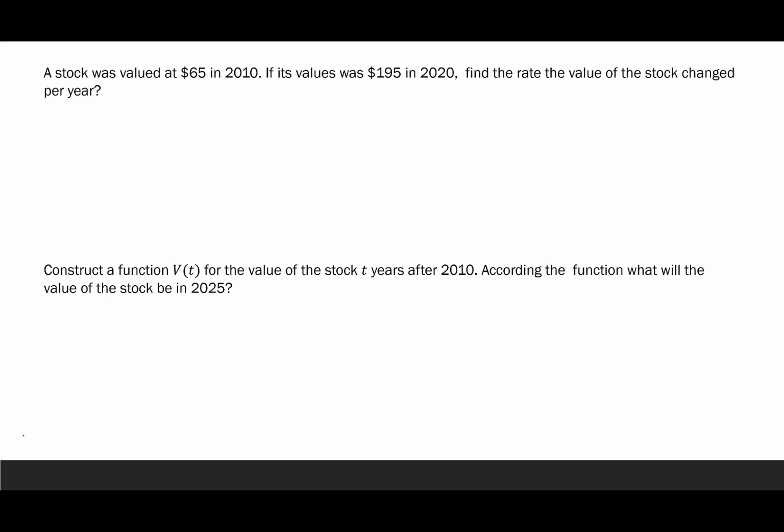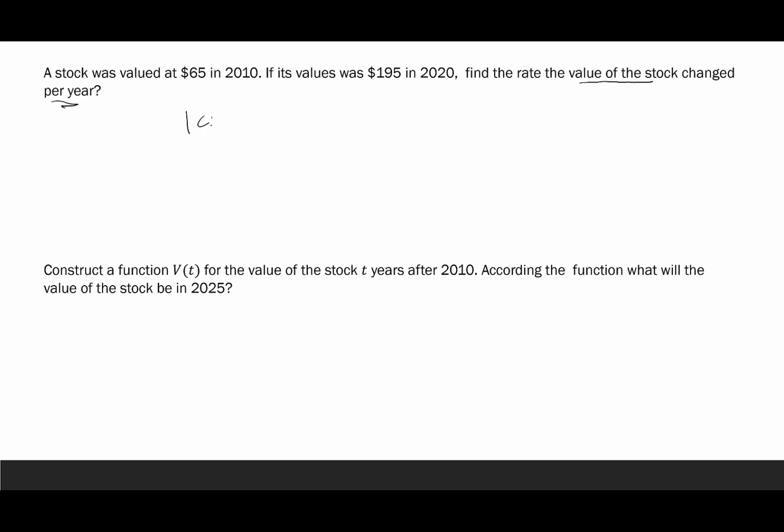A stock was valued at $65 in 2010. If its value was $195 in 2020, find the rate the value of the stock changed per year. Look at how this is phrased. It says the rate the value changed per year. So the value of the stock goes first. Per is divide, so we'll divide by the years underneath.